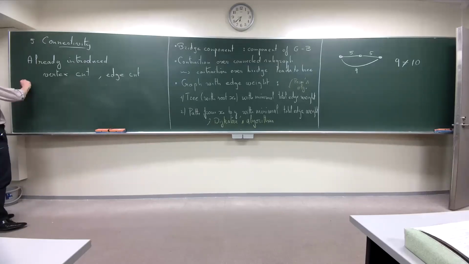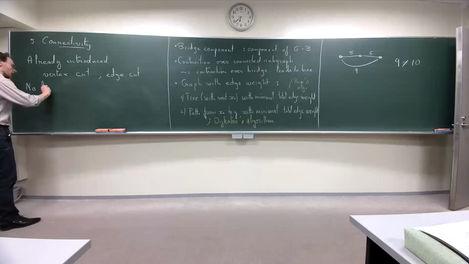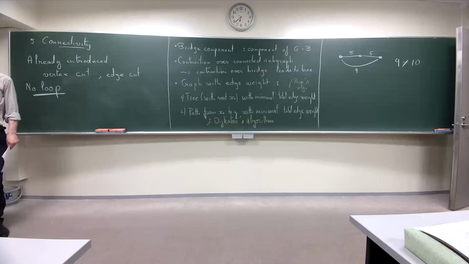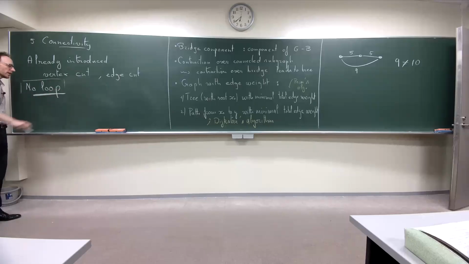And I emphasize that today we have no loop because a loop doesn't play any role. In order to disconnect a graph, a loop doesn't help you. If you cut a loop, it doesn't change anything. So the graphs we consider tonight have no loops.